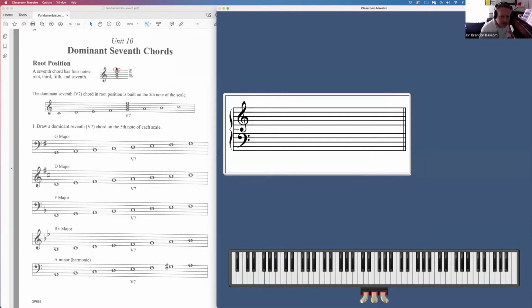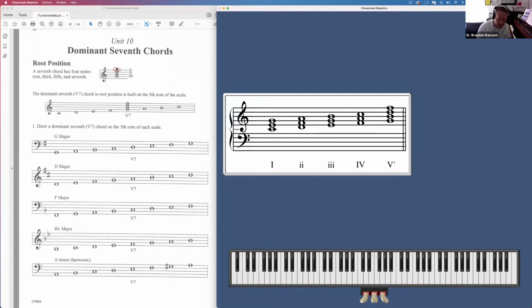We have our triad on the bottom and a seventh on top. They are all skips within the key signature. So we are drawing dominant sevenths, which happen on the 5th degree of the scale. So if we're in C major, there's our dominant seventh.